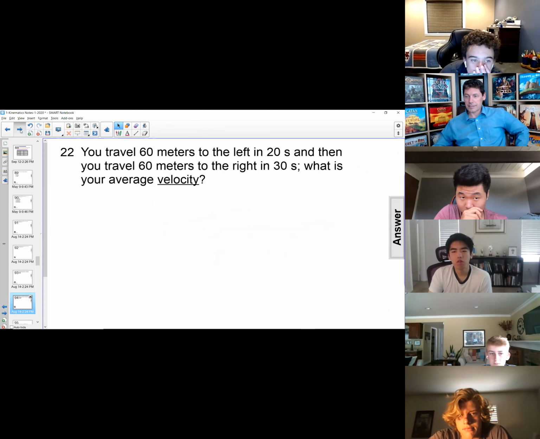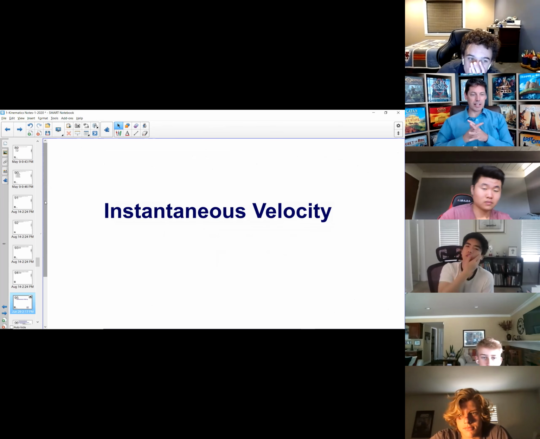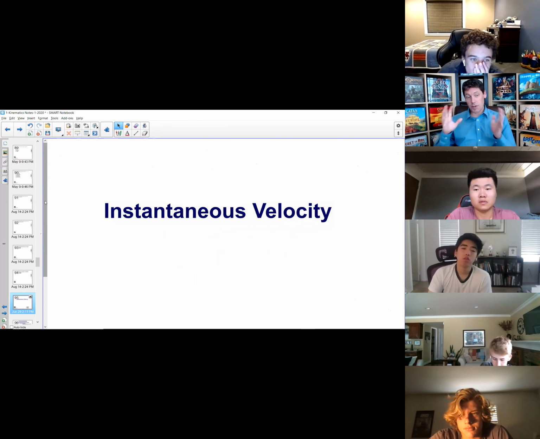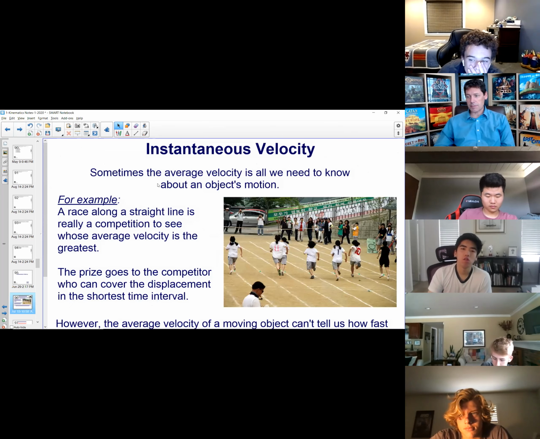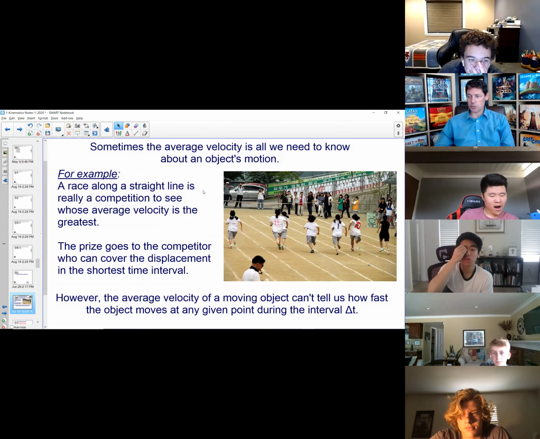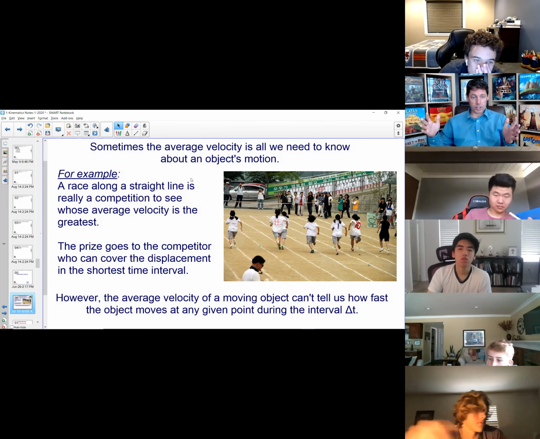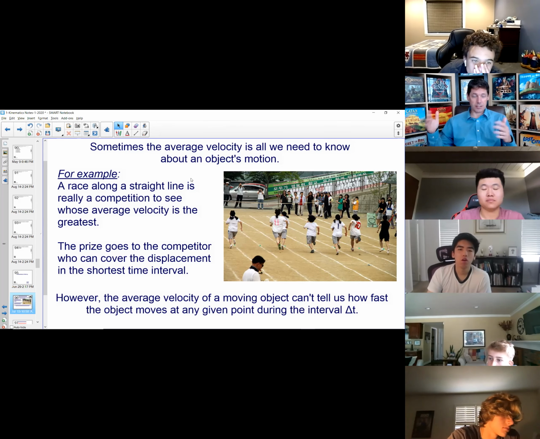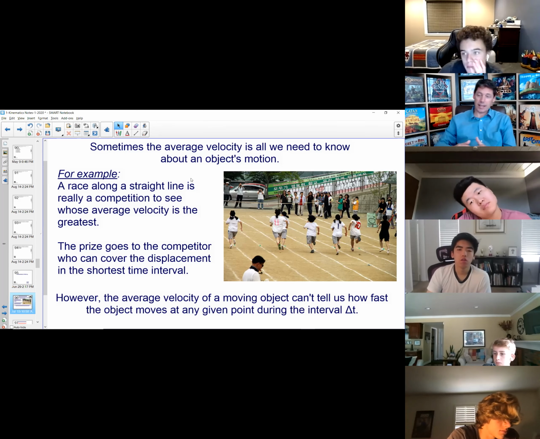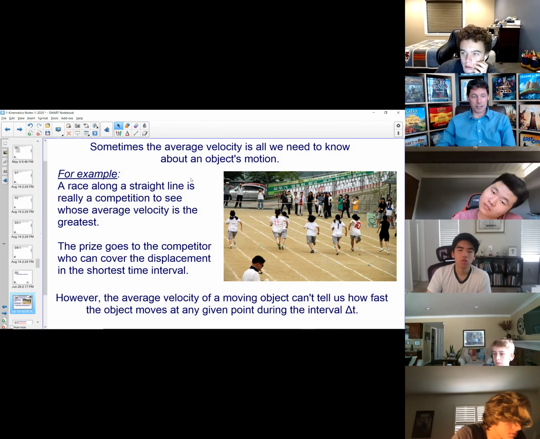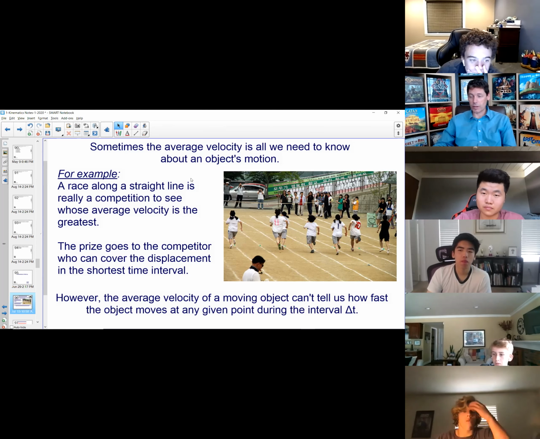All right. Now let's talk about instantaneous velocity. So we've just done average velocity. We've talked about instantaneous time, but this is going to be kind of a new concept here with instantaneous velocity. Sometimes average velocity is all we need to know. If we're talking about a straight line race like we see here in the picture, the average velocity will determine the winner. Whoever covers that displacement in the least amount of time is going to be the winner.